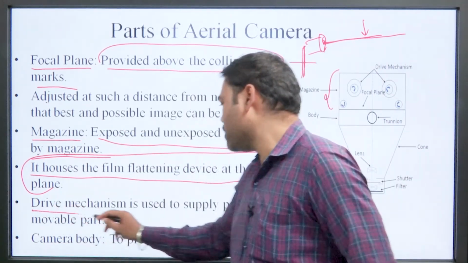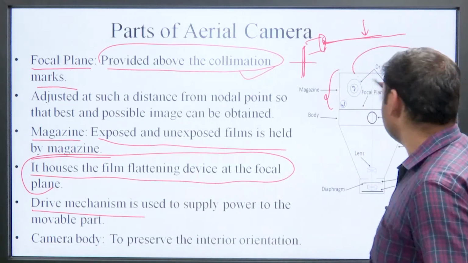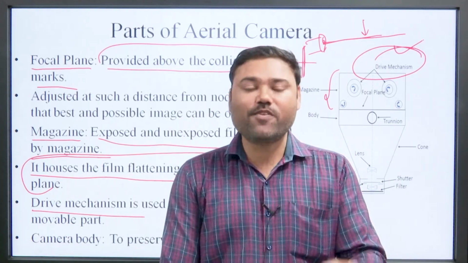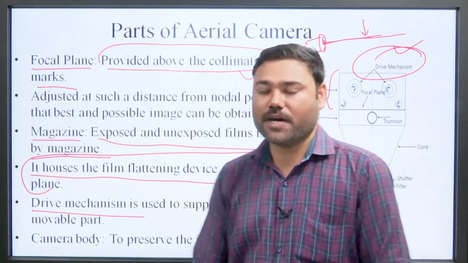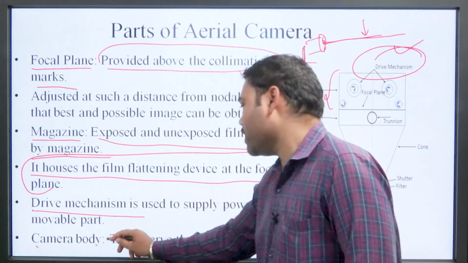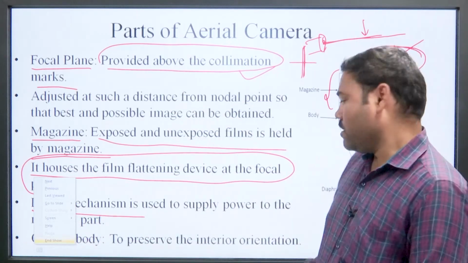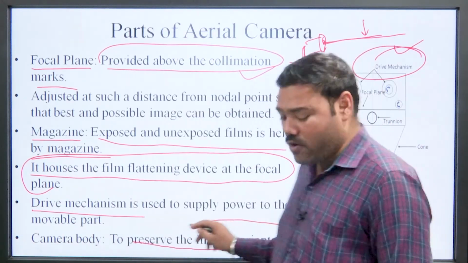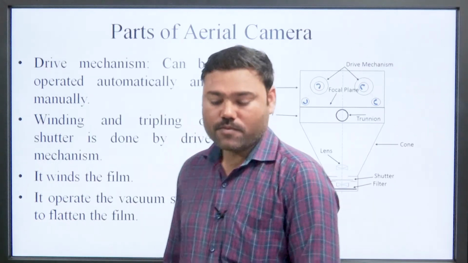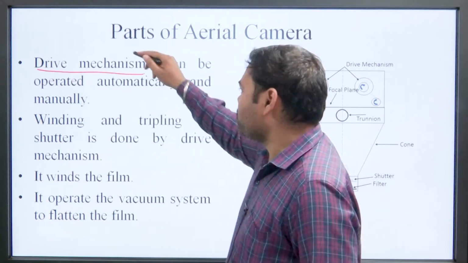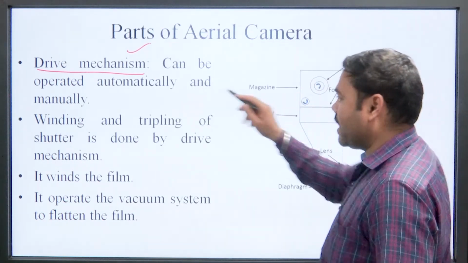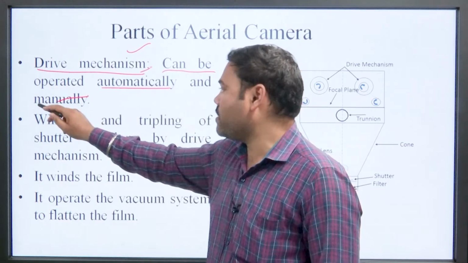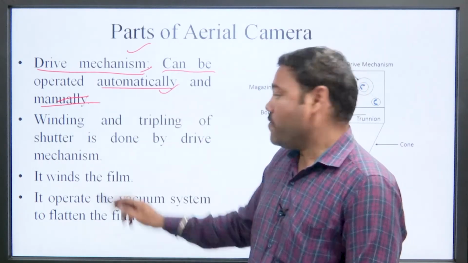Drive mechanism is generally used to supply power to the different movable parts present in a camera. Camera body, what is the role of the camera body? Basically, the role of the camera body is to preserve the interior orientation. Now the drive mechanism can be operated manually or automatically.